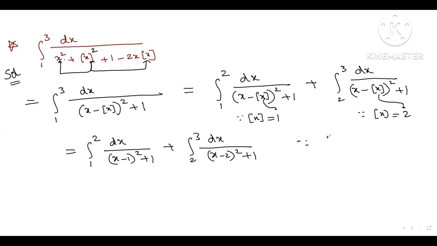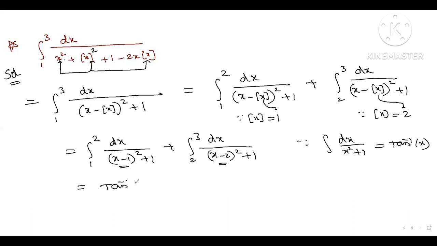Okay, we have one formula: ∫ dx/(x² + 1) is equal to, what is the formula? Tan inverse of x. According to this formula, what do we get here? In the place of x, here x - 1, and here x - 2 is there.